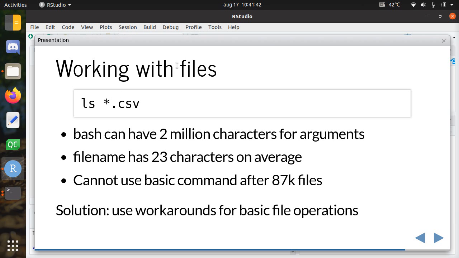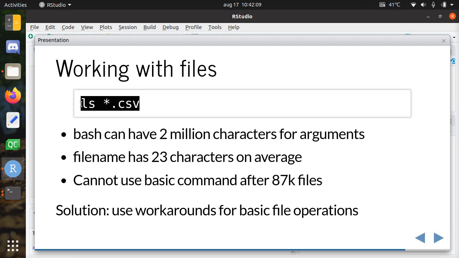Working with files is way harder than you would expect. For example, this command, ls, which in Windows is called dir, star.csv. Ls means show all files in the folder, or the directory, you are in, and only with the CSV extension, the comma separated file extension. That's a very commonly used command by me.